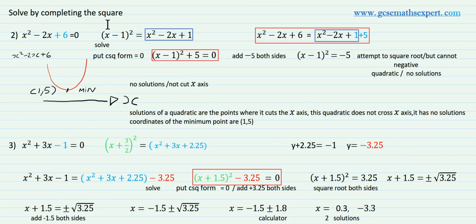So again, we're going to solve by completing the square. We have this quadratic, x squared minus 2x plus 6 is equal to 0. We have to put this in completed square form first. That's the first stage. I've previously done a long video on completing the square, so again I'm going to do this quickly.